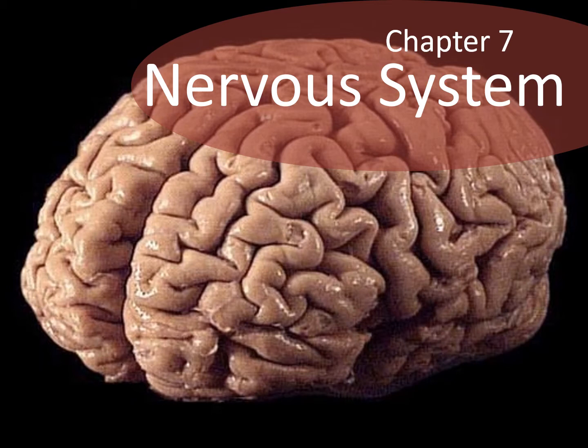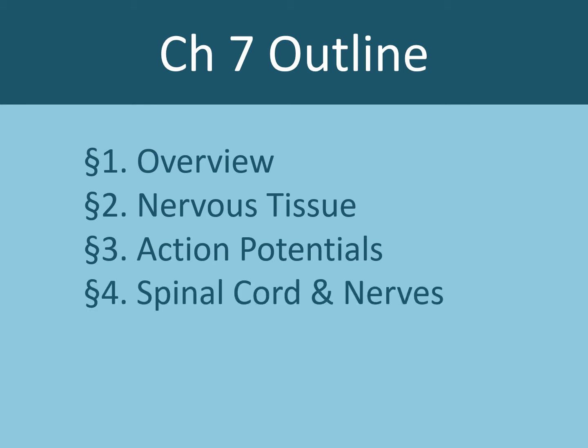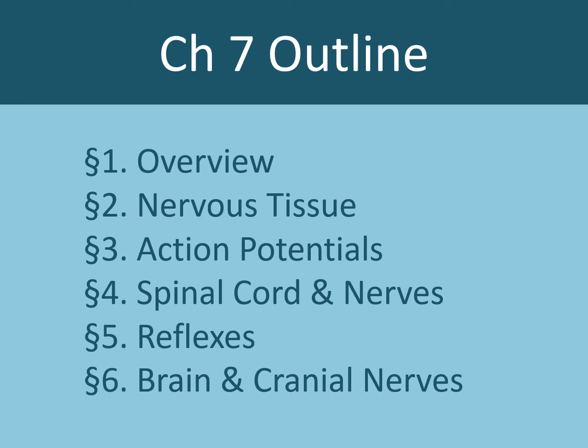But how does all of this work? Let's explore the inner workings of the nervous system. I've divided Chapter 7 into 6 sections. In Section 1, we'll go over a broad overview of the nervous system. In Section 2, we'll discuss the nervous system in terms of its tissue. Section 3, we'll talk about the physiology of neurons, especially the action potential. In Section 4, we'll talk about the spinal cord and spinal nerves. Section 5, we'll talk about reflexes. And in Section 6, we'll explore the brain and the cranial nerves.